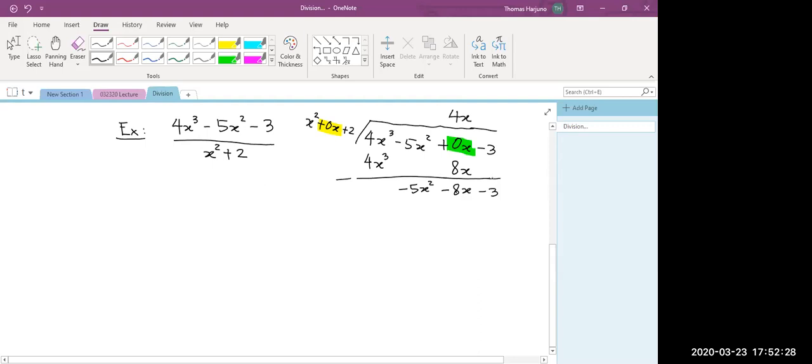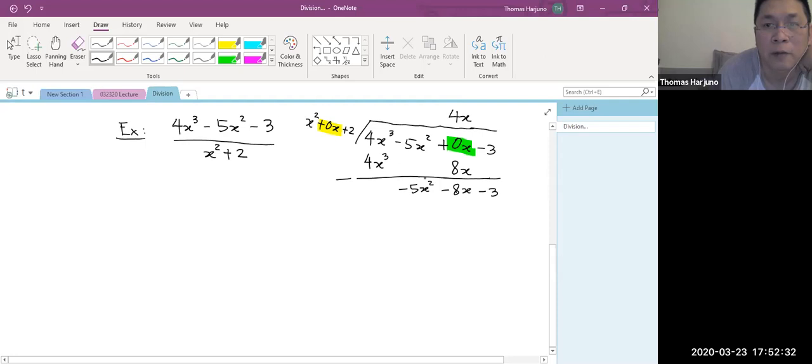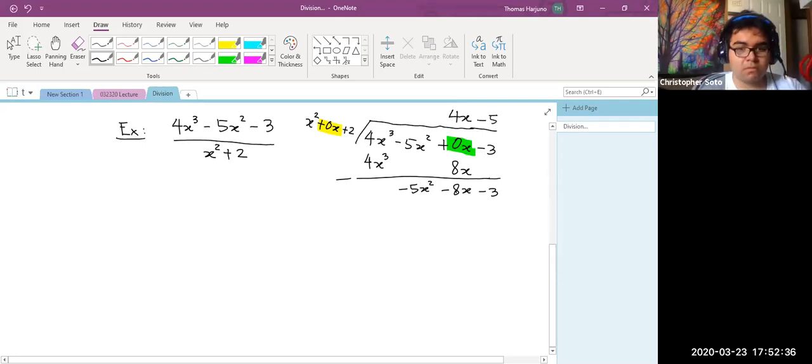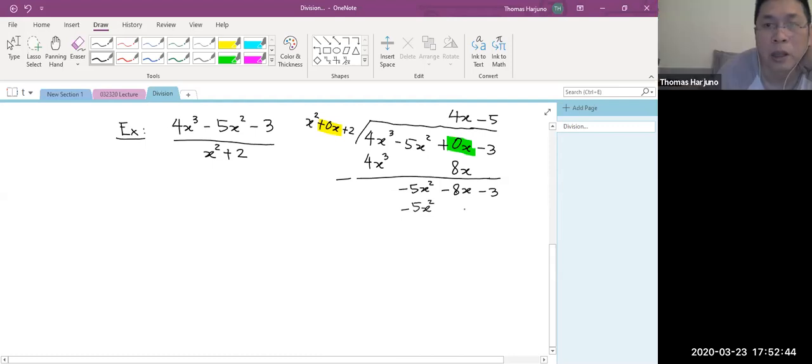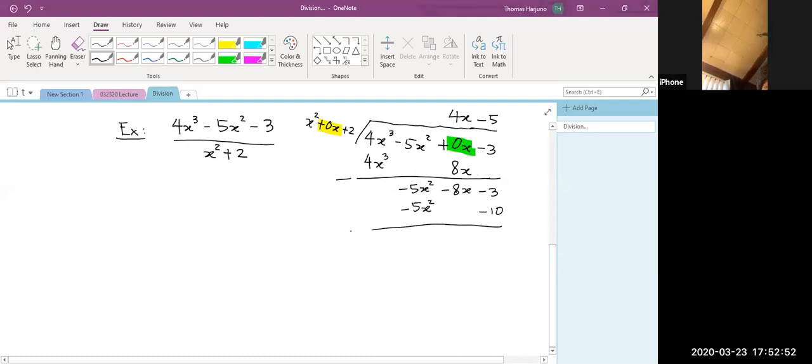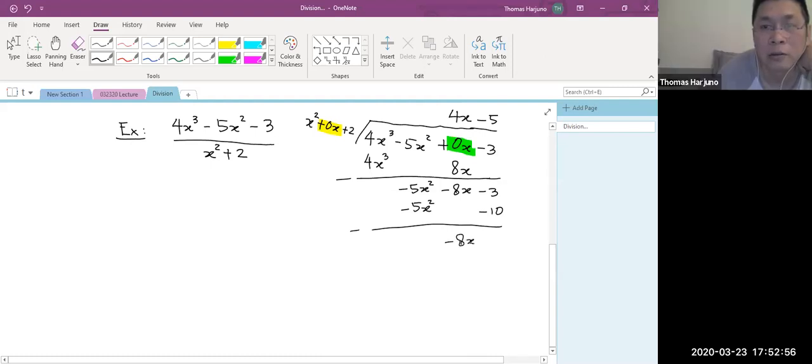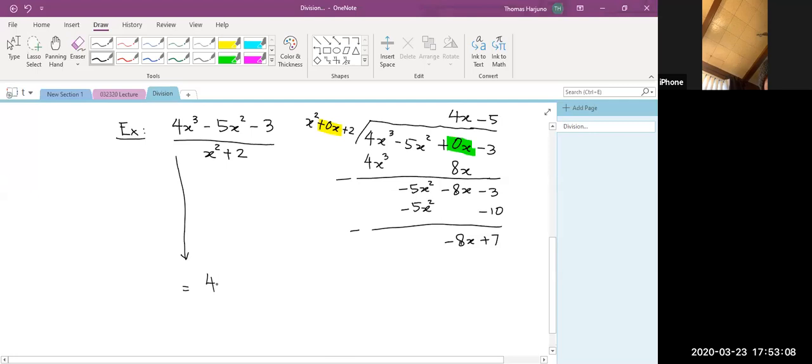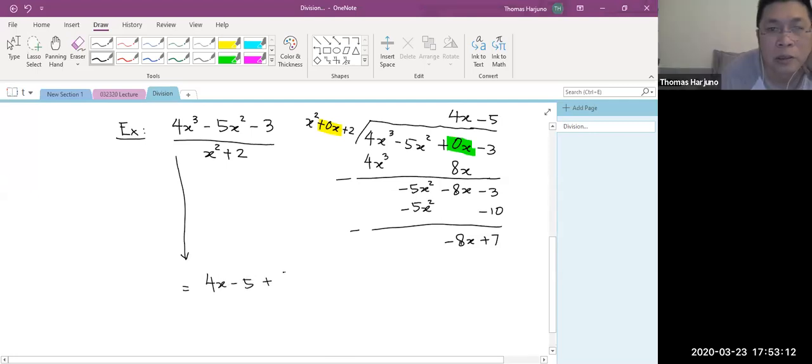Now we start the procedure again. x squared times what gives us negative 5x squared? Negative 5, and then I distribute this negative 5 to each term, giving me negative 5x squared plus 0x minus 10. So I will get negative 8x, and then plus 7. So the quotient now will be 4x minus 5 plus negative 8x plus 7 over x squared plus 2. So it's always plus the remainder over the denominator.